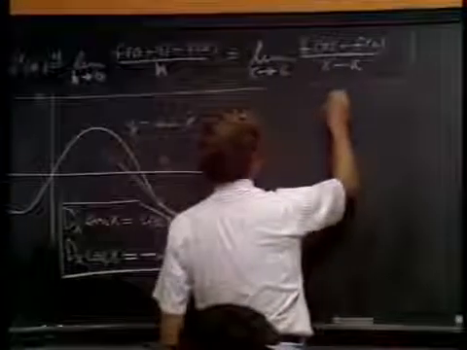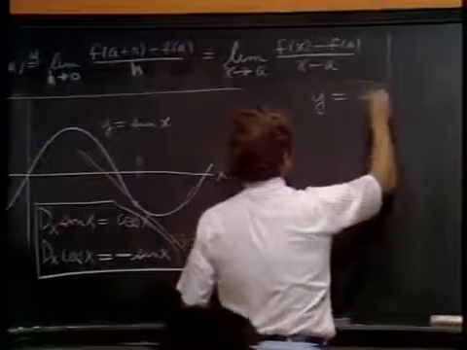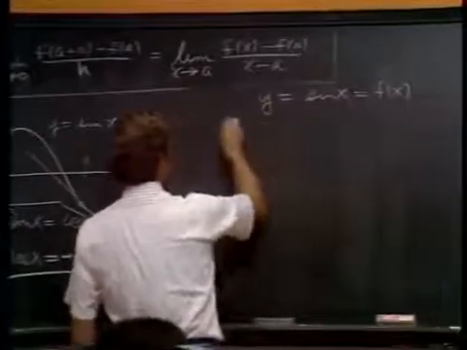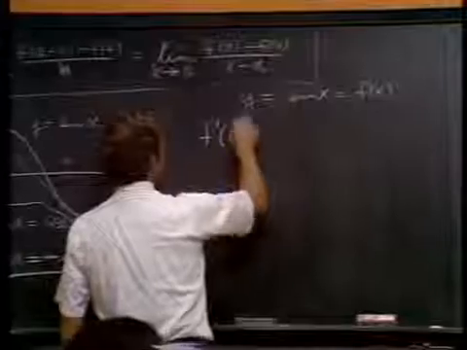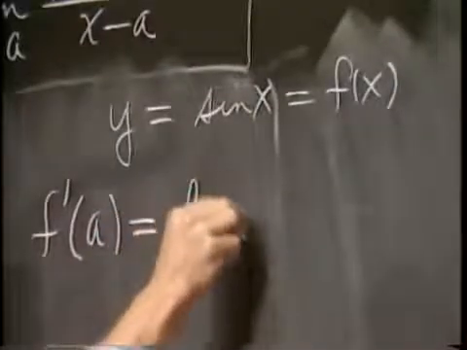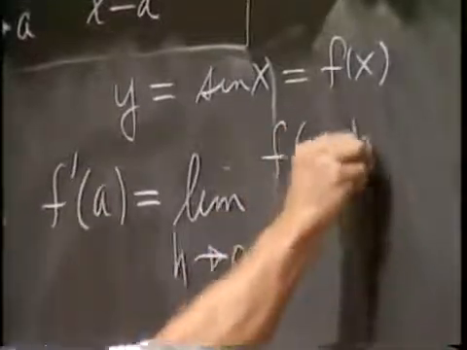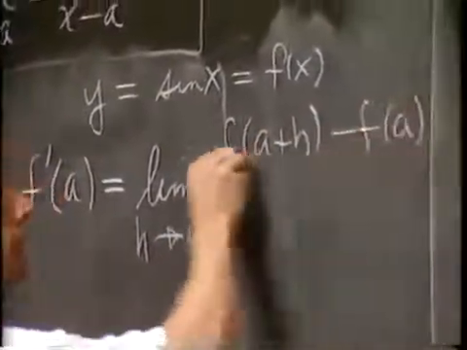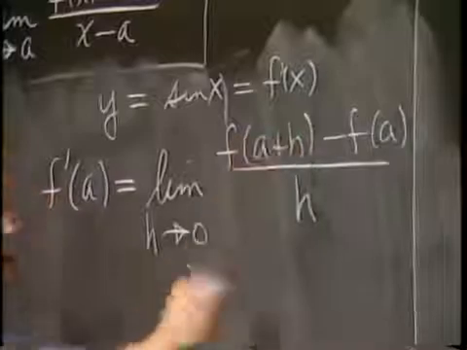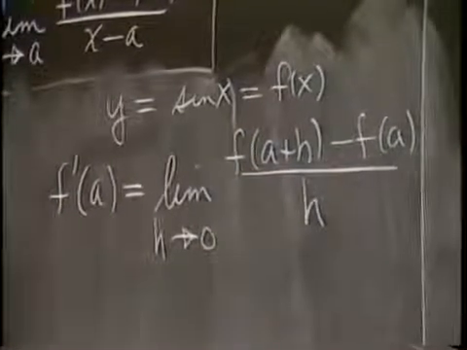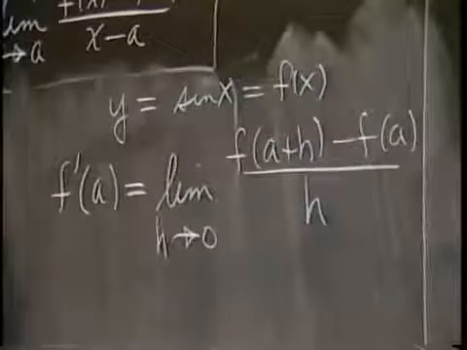So in this case, y is sine x. That's our f of x. And what we would like to find is, say, f prime at a, which would be, let's use the original definition, f at a plus h minus f of a all over h. No matter what the application is, it's the same old definition. Bobbing springs, electrical circuits, whatever.